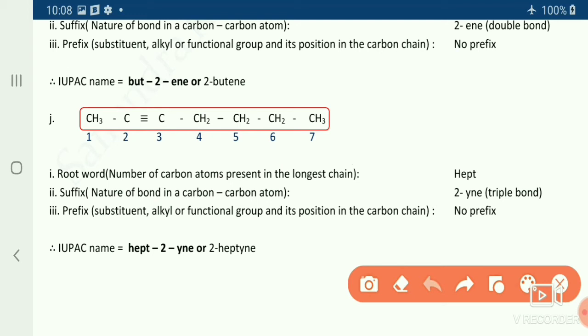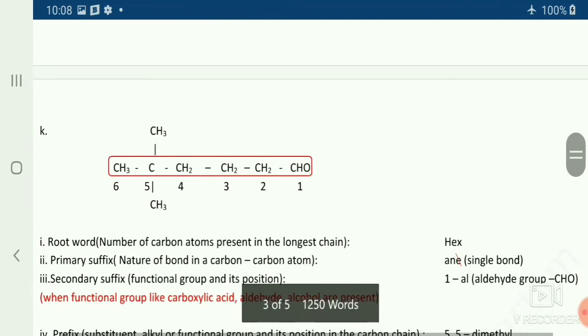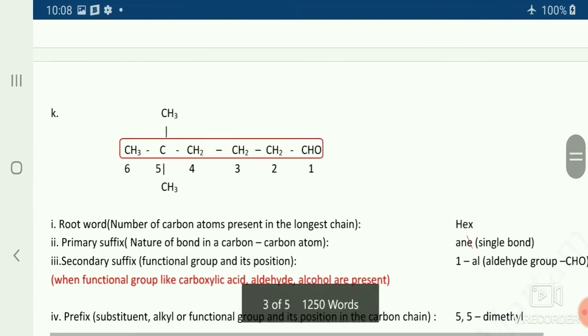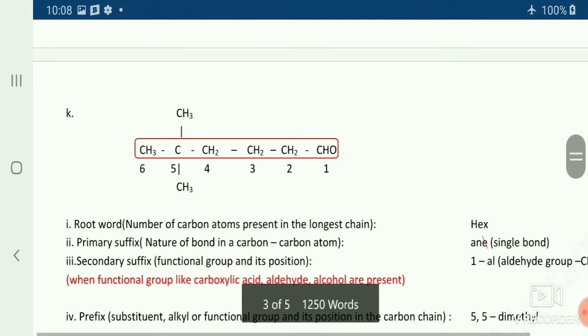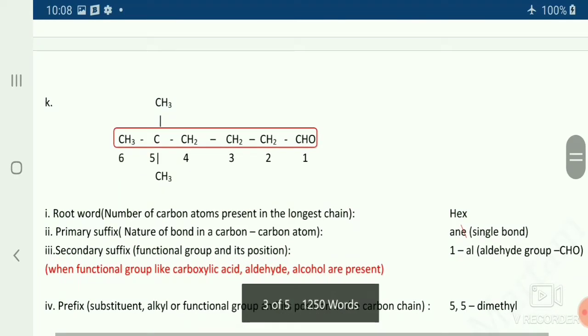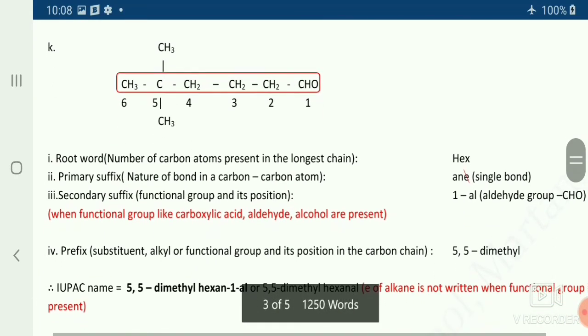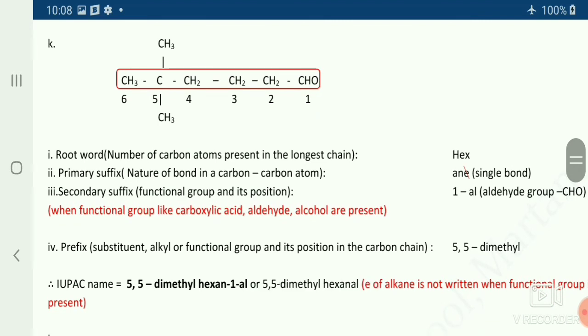Okay, there is no branch, no prefix, so therefore the name is hept-2-yne. Or heptyne only you can write. Okay, next is K. We have 2 branches here, and with 2 branches we have 1 functional group. So interesting one here.